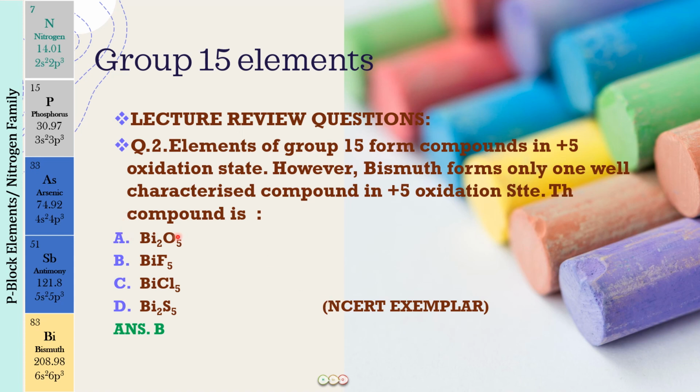Although Bi2O5 is also formed, this is not stable. Okay, so this is going to be unstable in the +5 oxidation state. The only well characterized compound is going to be bismuth fluoride. Okay, because bismuth is forming a bond with the most electronegative element of the periodic table. Perfectly fine. Good.